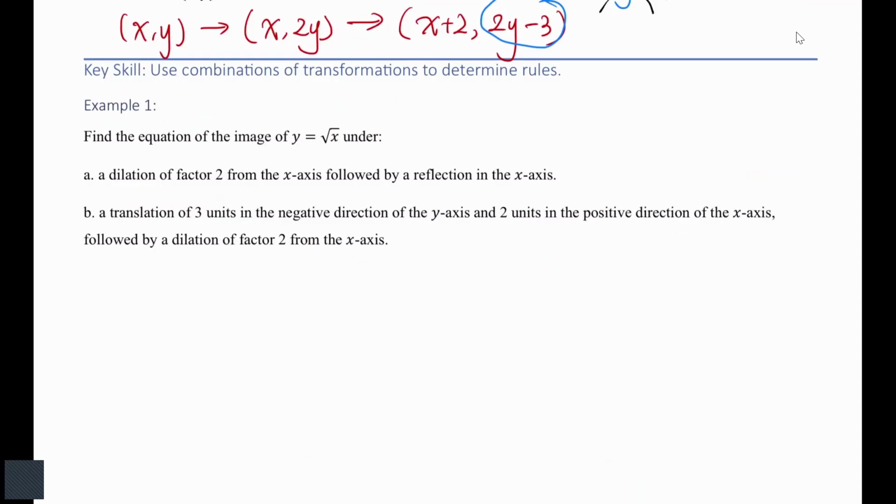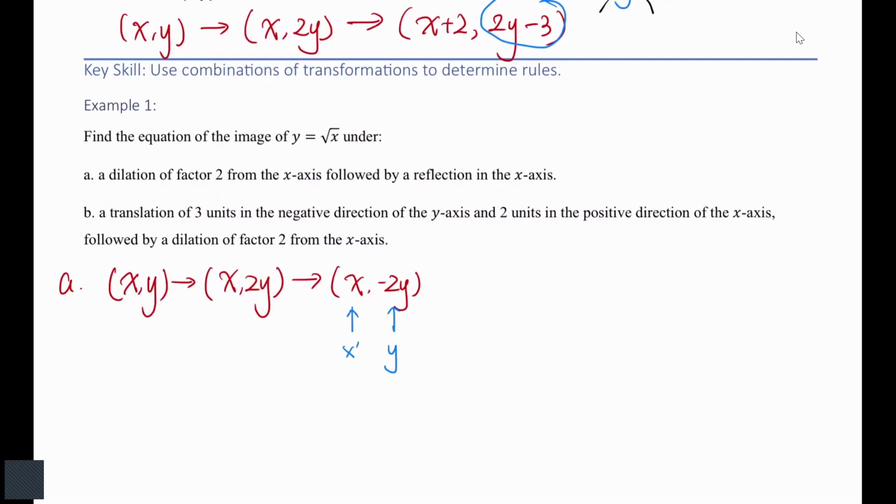All right. Now, find the equation of the image of y equals square root of x under the following transformations. Now let's do part A. A dilation of vector 2 from x. Dilation from x means I change y. So that means y will be times by 2, followed by reflection in x. Reflection in x means change y, so negative 2y. All right. So we can build up the relation between x, y, and x dash, y dash. This is the new x coordinate, which we call x dash, and this is the new y coordinate, which we call y dash.